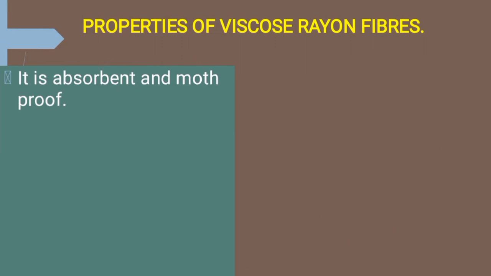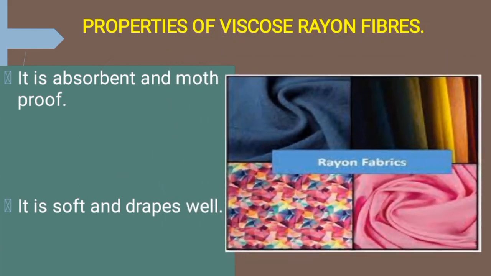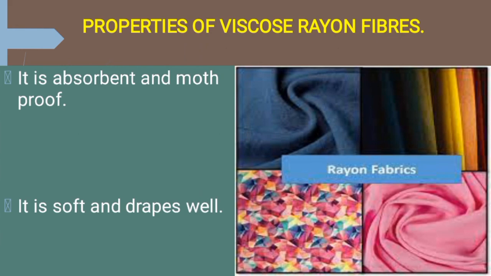Firstly, it is absorbent and moth-proof. What do we mean by absorbent? It can absorb moisture easily. Moth-proof. Moth is an insect, meaning the fabrics produced from these rayon fibers are not easily affected by insects. That's what they are proof against. It is soft and drapes well. We said it's absorbent, it's moth proof, it's soft and drapes well.